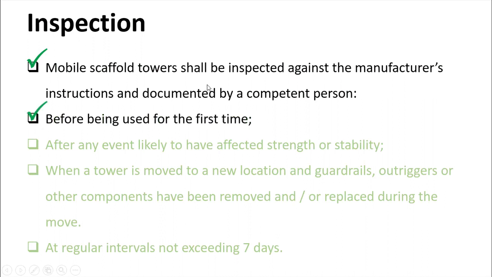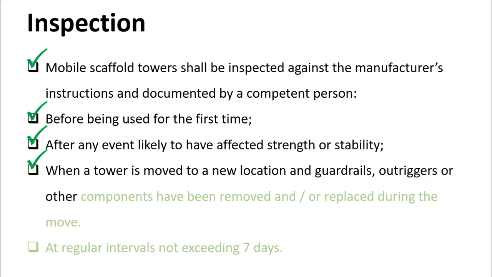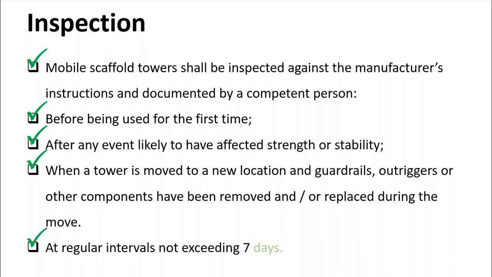Before being used for the first time, after any event likely to have affected the strength or stability, when a tower is moved to a new location and girders, outriggers, and other components have been removed and replaced during the move, and at regular intervals not exceeding 7 days.